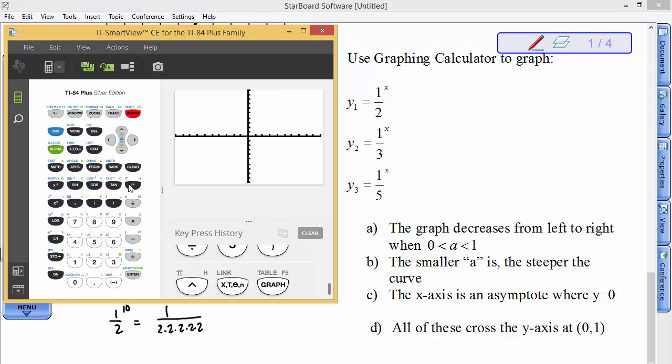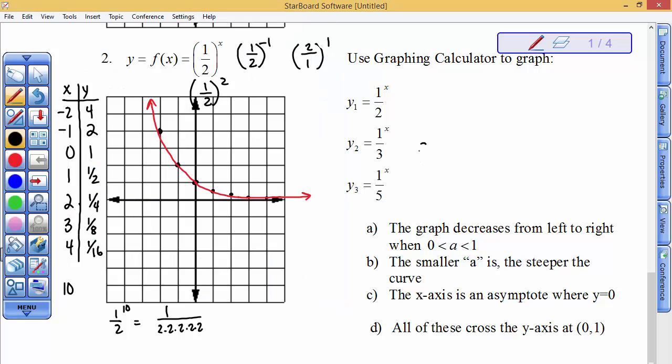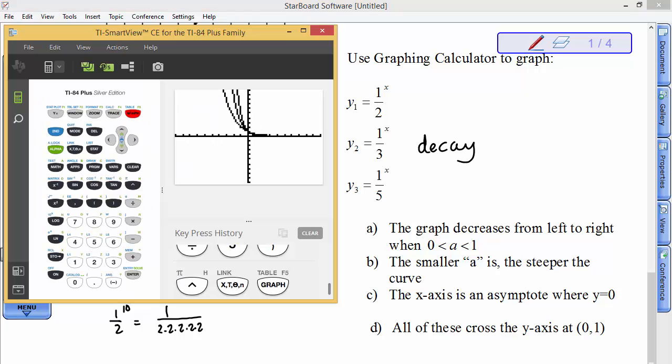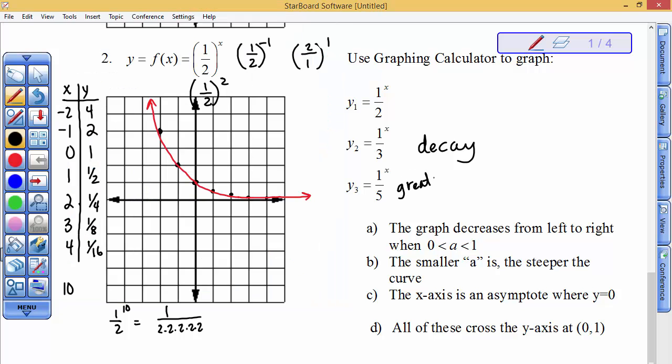So the first one is 1/2. And then here comes 1/3. So as that fraction gets smaller, the steepness of that exponential decay, I didn't mean to get rid of the graphing calculator, but the steepness of that exponential decay gets greater. All right, so when a is between 0 and 1, the smaller a is, the steeper the curve.